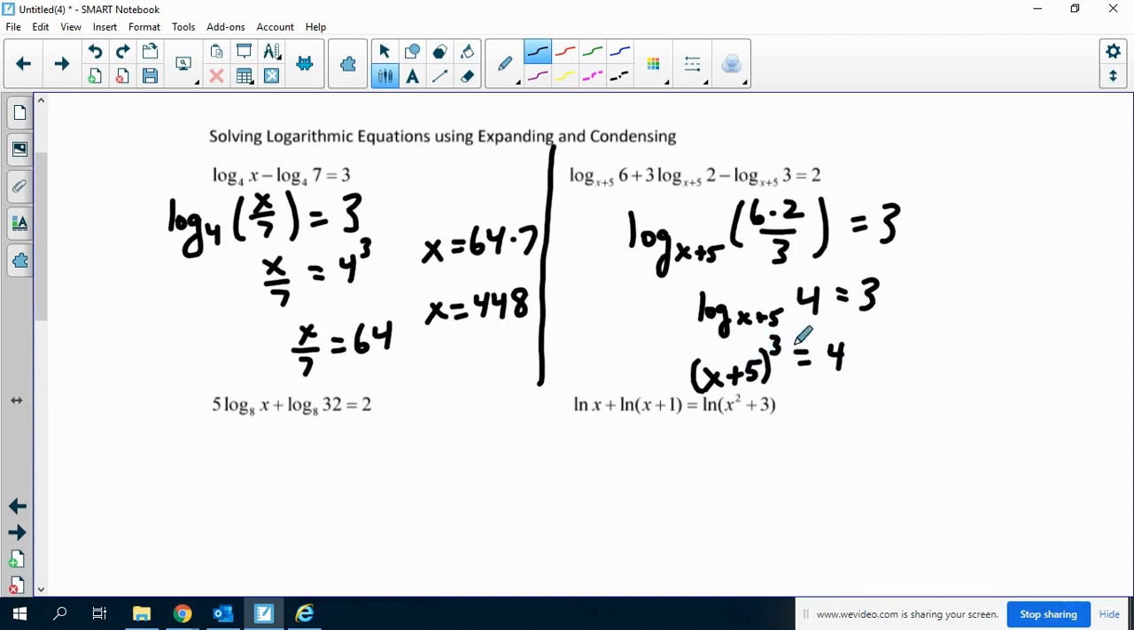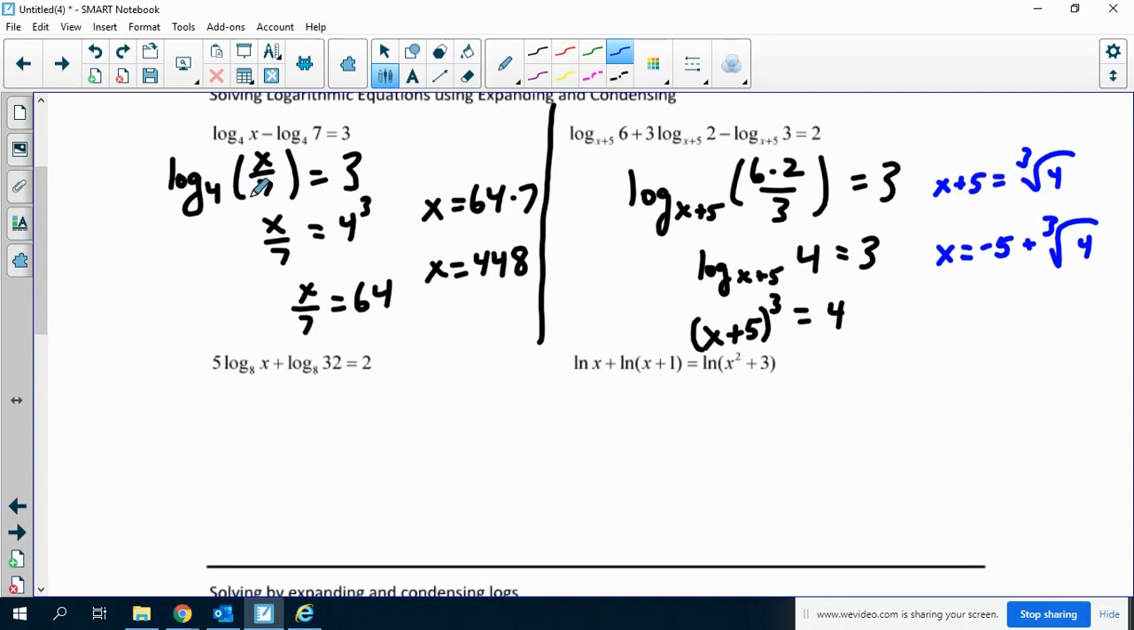Now I have to solve for x. So I'm going to take the cube root of both sides. So x plus 5 equals the cube root of 4. I do not need to put a plus or minus when I take a cube root. And then I'll subtract 5. So x equals negative 5 plus the cube root of 4. So that's my final answer for x. And again, you can substitute all of these x's back into the original problem and make sure that they all work out, and just double check your answer.